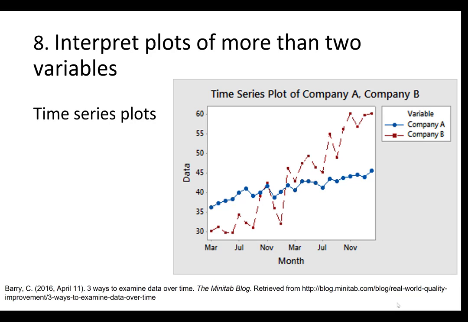Here's a time series plot with groups that I took from a different Minitab blog. Time is on the x-axis, but here we're looking at months instead of years. The quantitative response variable is on the y-axis, which they're just calling data. And then we have blue circles and a blue solid line for company A, red squares and a red dashed line for company B. This lets us compare the two companies over time. If we had just looked at the mean for A and the mean for B, those means probably would have been similar. But here we can see that company B is on a steeper upward trend than company A.